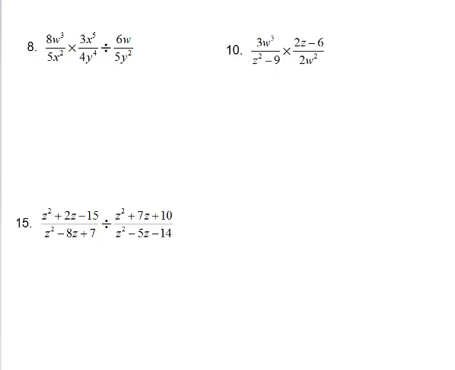Good day, students. Today we're looking at the video solutions for practice 4. I picked out 3 problems. It's multiplying and dividing rational expressions. So we're going to have a look at these solutions.